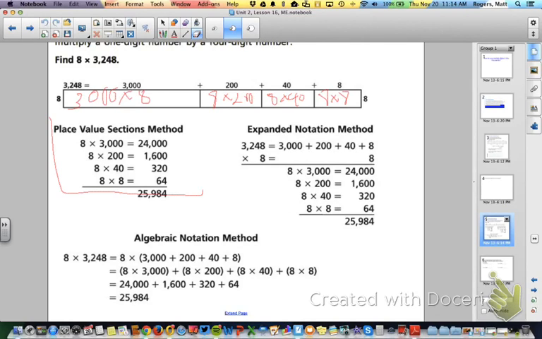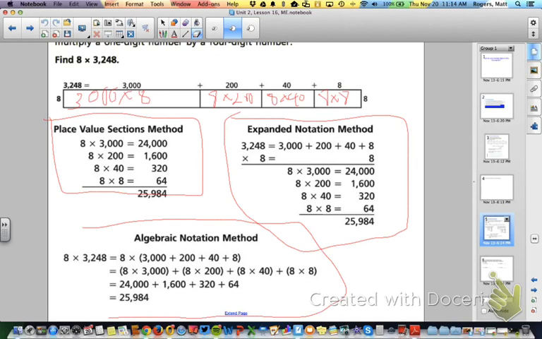So the place value method you see here, each of those individual problems: 8 by 3,000 is 24,000, 8 by 200 is 1,600, 8 by 40 is 320, and then 8 by 8 is 64. That gives a total answer of 25,984. And you'll see these are identical to the same processes that we took when we were doing 2 by 2 digit, 1 by 3 digit, 1 by 2 digit. Same process, just with one more step with the thousands place instead of the hundreds, tens, and ones.